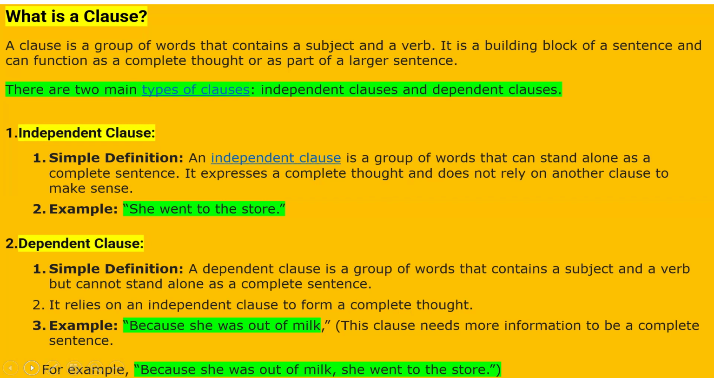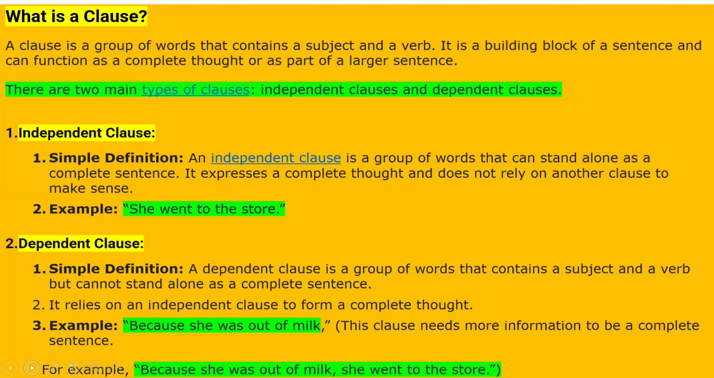An example sentence is: she went to the store. This sentence gives complete meaning. It is a past tense sentence. She went to the store. This sentence does not require any other statement to give meaning. It is totally standalone. It can give complete meaning by itself. So it is known as the independent clause, also known as the main clause or principal clause.